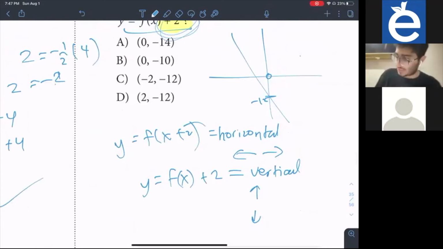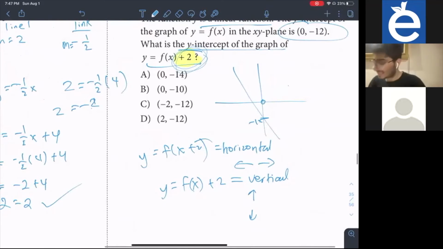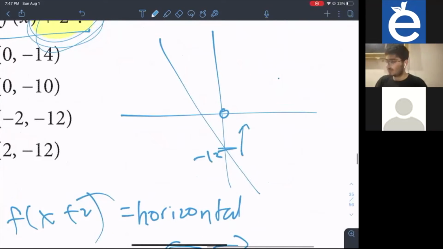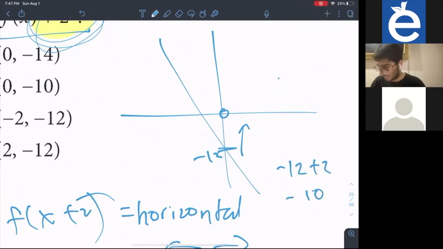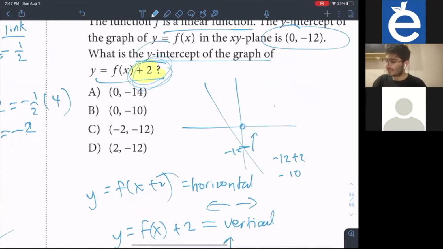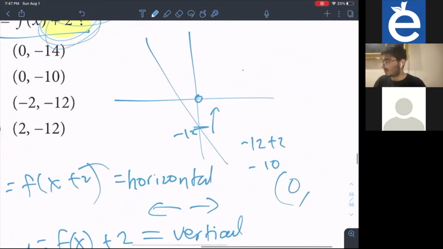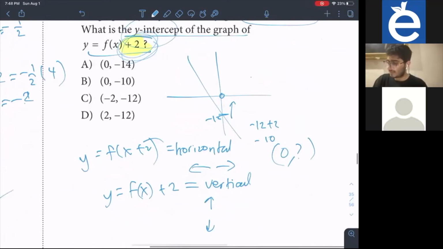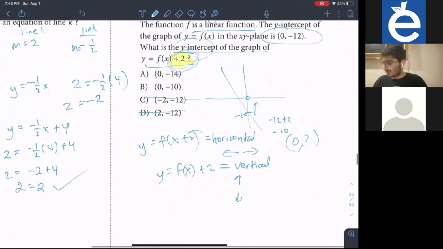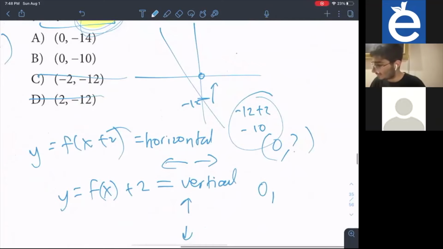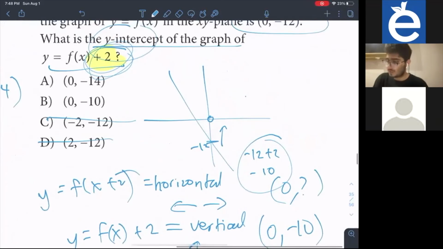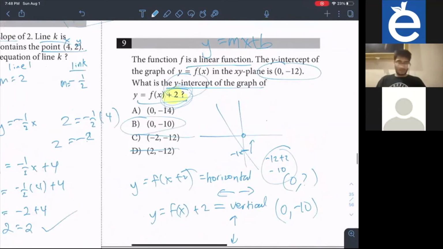Okay, and now we understand that. It's asking for y is equal to f of x plus 2. So if it's -12 right now, and we add 2, we bring it up by 2, it would mean -12 plus 2, which is -10. And since they're asking for the y-intercept, you know it has to be 0, comma something, right? So we can get rid of C and D. Now, adding -12 and 2, which I basically did here, it's -10, so it has to be 0, comma -10, which is choice B for 9.